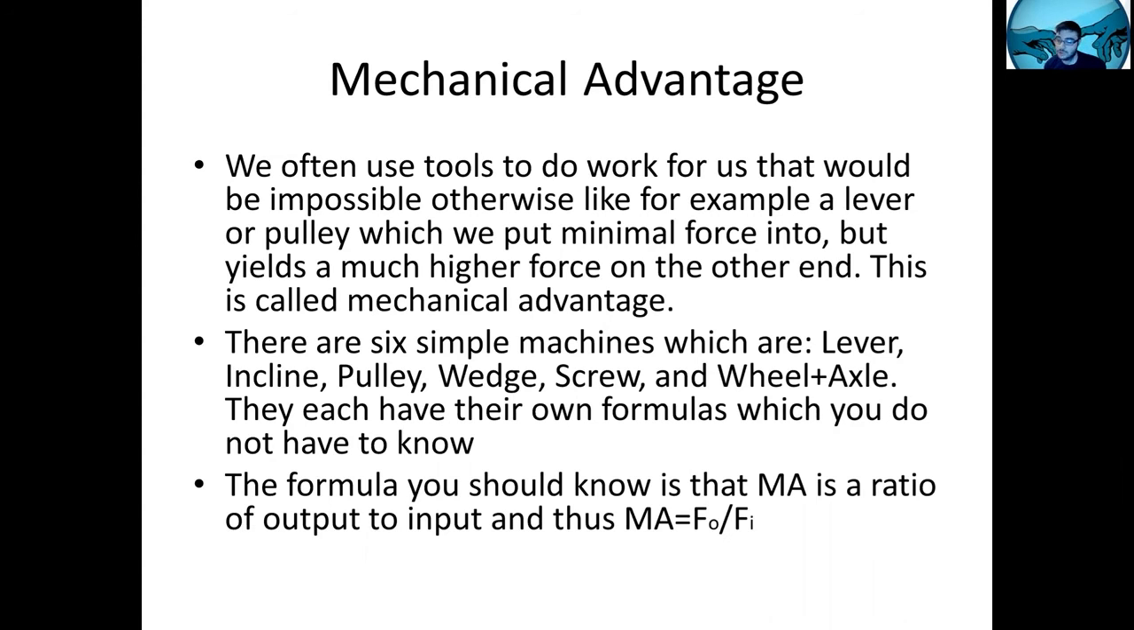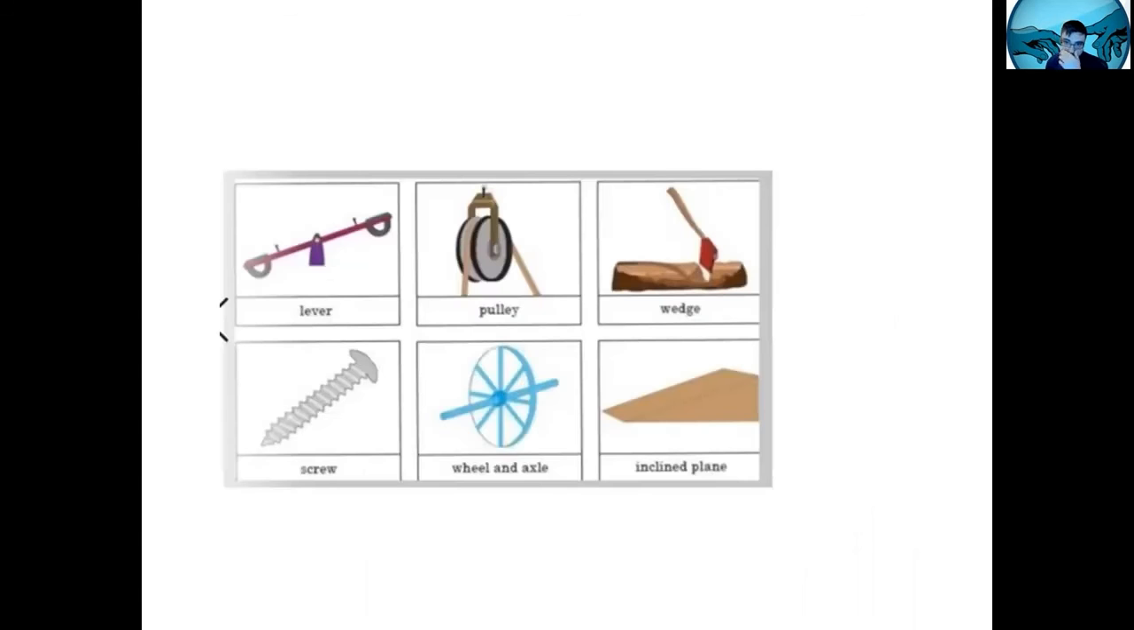But the formula that you should know is that mechanical advantage is a ratio of output to input. Thus, mechanical advantage is equal to force out, O is for output, over force in, or input. So however much force you get out divided by how much you put in, that's the mechanical advantage of the certain machine or system. There's a diagram of what it looks like: a lever, obviously like a seesaw or a car jack, something like that. Pulleys, screws, wheel and axle, inclined plane, wedges, right here.